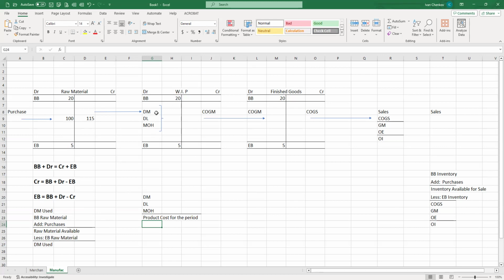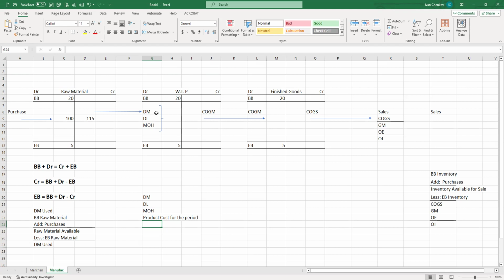Yes. So for the direct material used, is it the same as the lump sum for the credit side of the raw material account? At this point, yes. It will be directly the credit that we're getting from the raw material account.